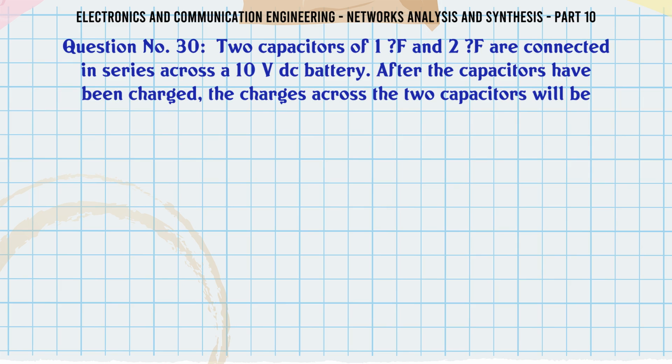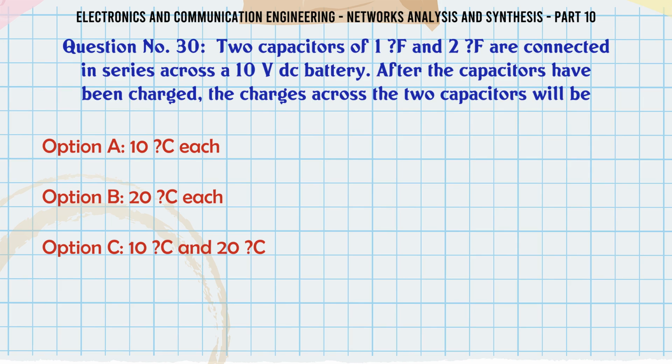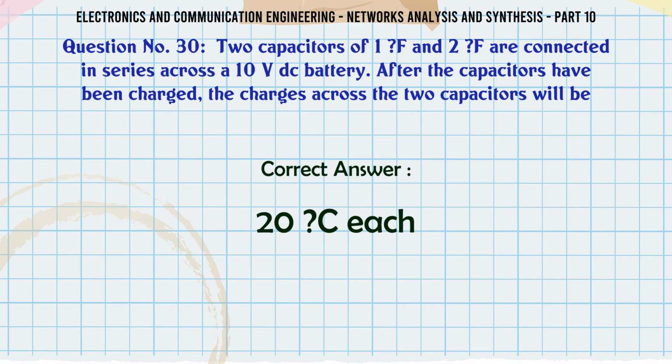Two capacitors of 1 µF and 2 µF are connected in series across a 10 V DC battery. After the capacitors have been charged, the charges across the two capacitors will be: A) 10 µC each, B) 20 µC each, C) 10 µC and 20 µC, D) 20 µC and 10 µC. The correct answer is 20 µC each.